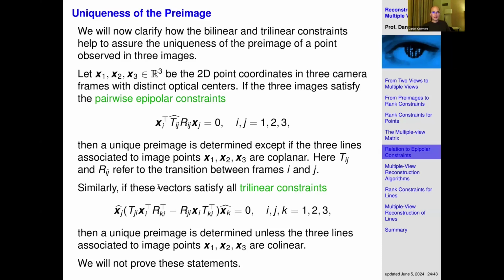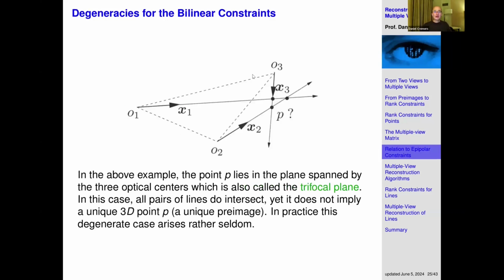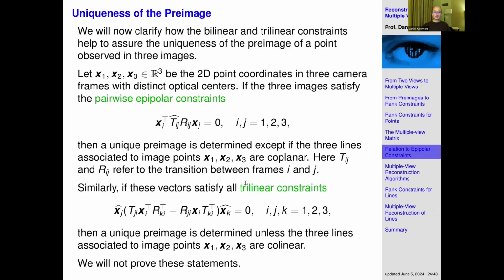Similarly, if these vectors satisfy all trilinear constraints, here you see an example where the pairwise epipolar constraints are not sufficient to assure a unique pre-image, right? It basically means if I just impose pairwise epipolar constraints, I cannot be sure that the point P is unique, because I can have 3 different points P such that the pairwise epipolar constraints are fulfilled. But we'll see that the trilinear constraints are actually stronger than the epipolar constraints.